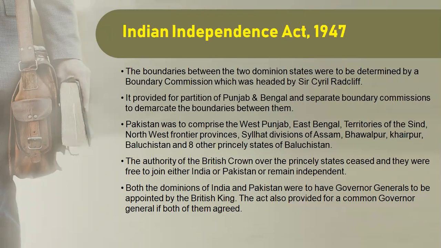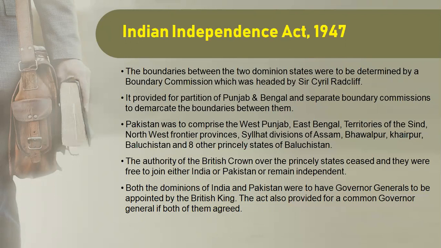The next one that we have is the Indian Independence Act 1947. This was an act that was looked forward to by each and every Indian. It could be a kid or it could be an adult. Everyone was waiting for India to get independent when we were under the British.